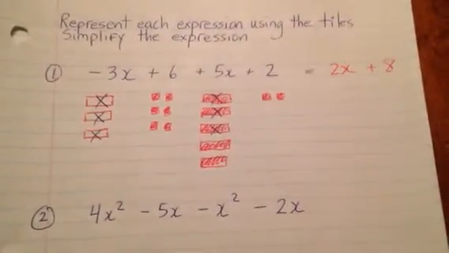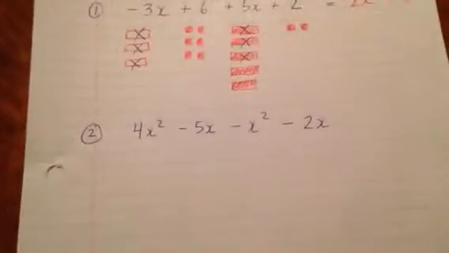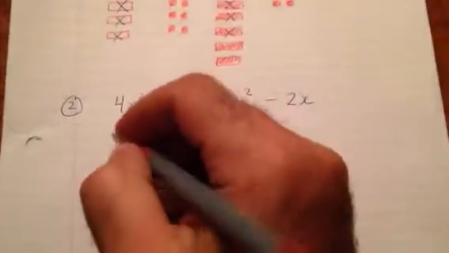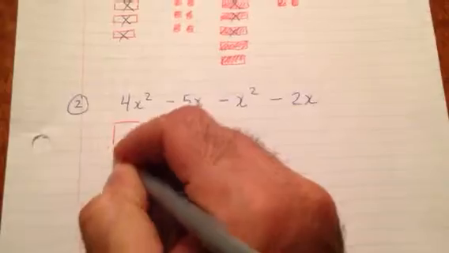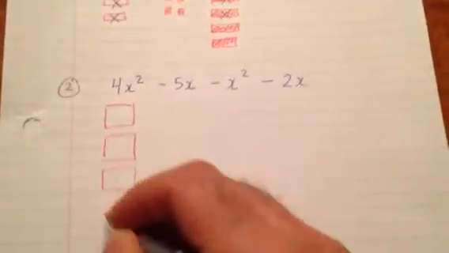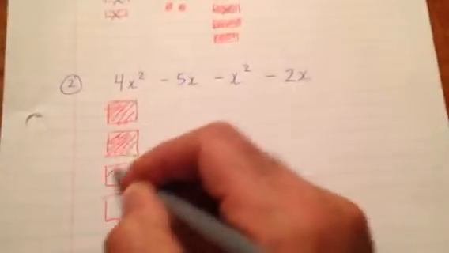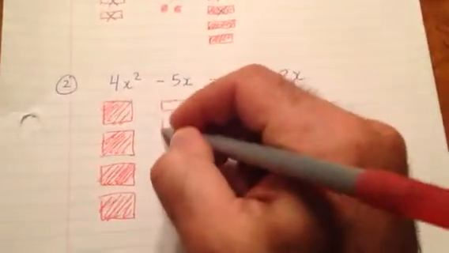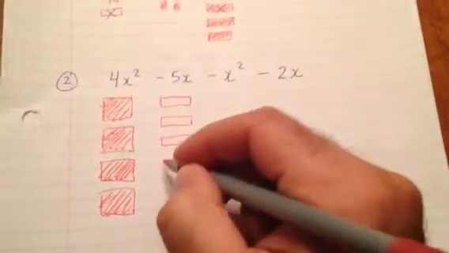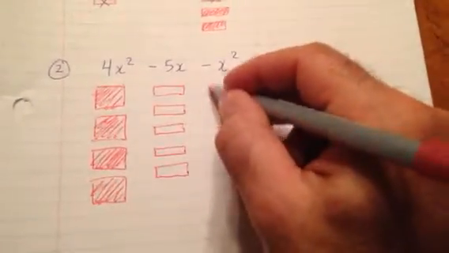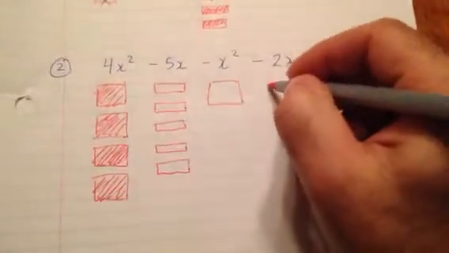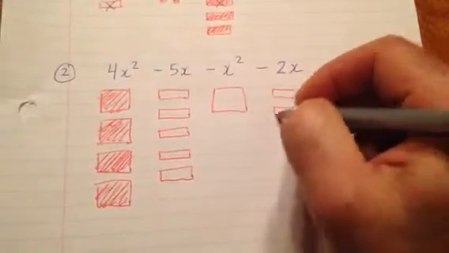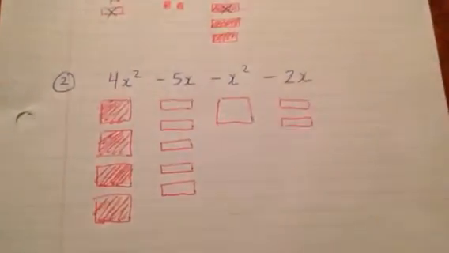That's simplified. Okay. So next one, we have 4x squareds. So that's an x squared, 2, 3, 4. And I'm going to very quickly here shade them in because I'm sure you get the idea. Then we have negative 5x, 1, 2, 3, 4, 5. We have a negative x squared, which is just an x squared that's not shaded, and we have negative 2x. All right, so there's our representing.